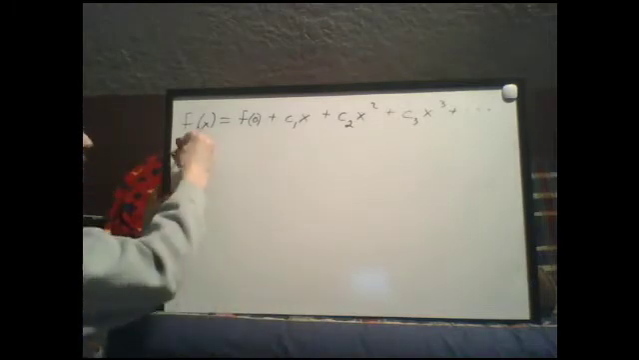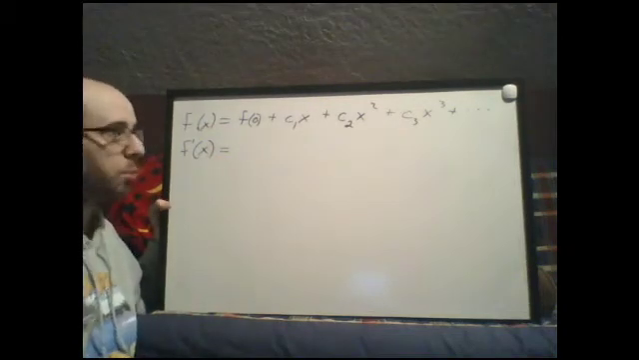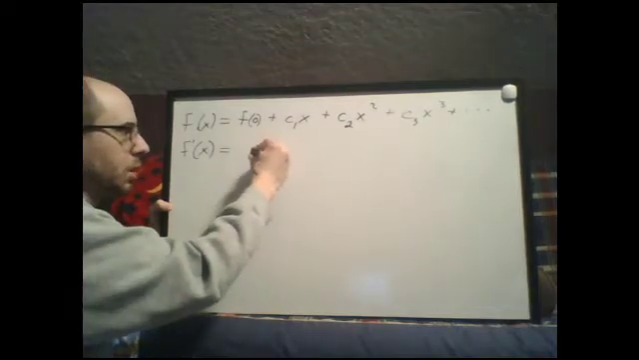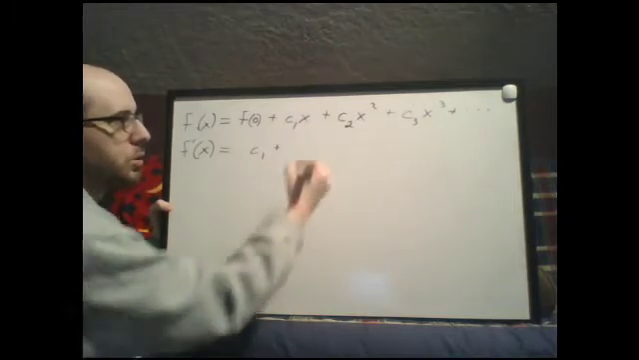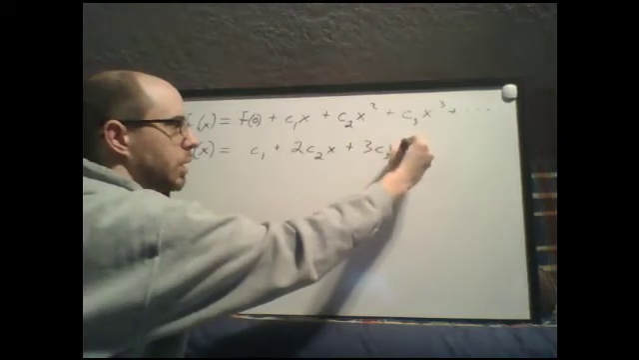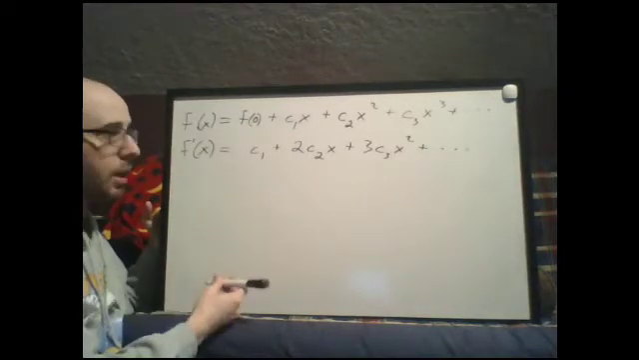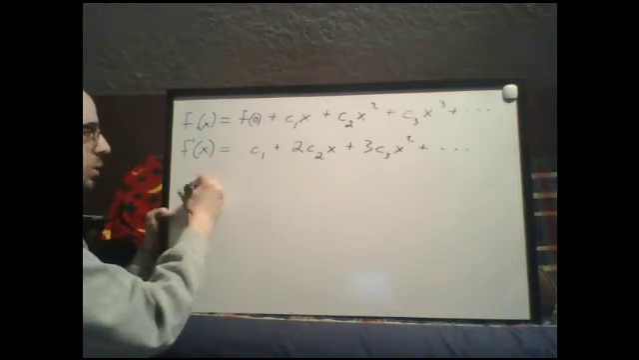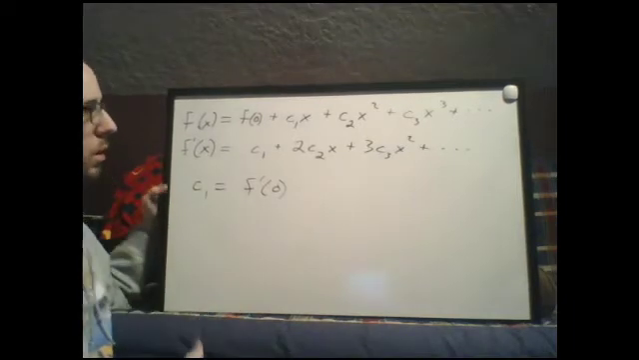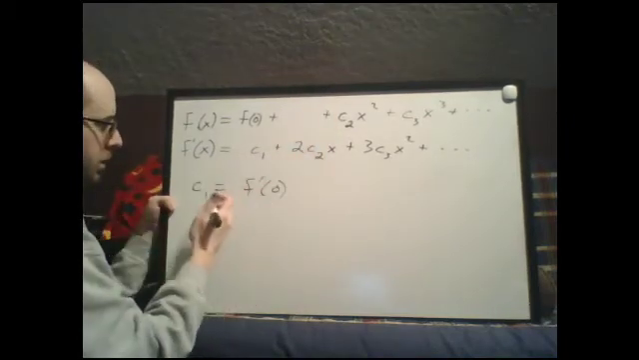So here's the trick. Now I take the first derivative, f prime of x. Well, f of 0 is a constant, so it'll disappear. The derivative of c1x would be c1, then plus 2c2x plus 3c3x squared, and so on. So there's f prime of x. Now if I wanted c1, I can plug 0 into this. So c1 has to equal f prime of 0. Right? So let's fill in my coefficients now. C1 is f prime of 0.